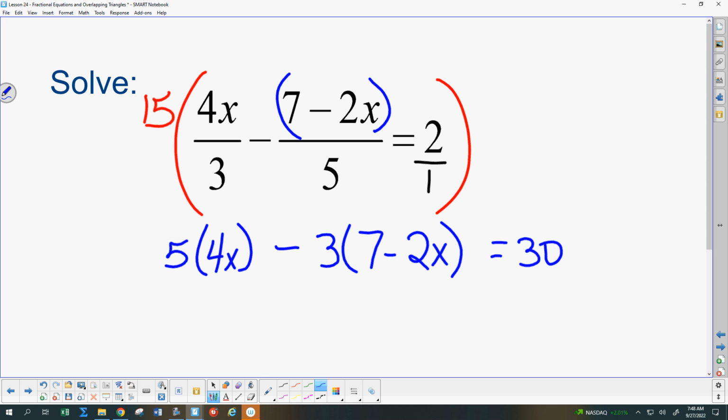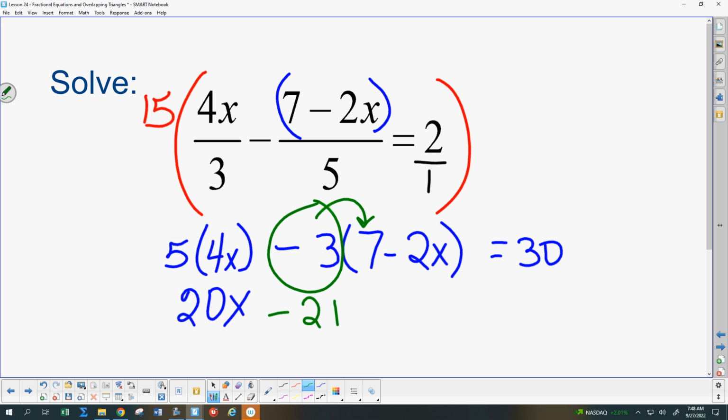So far, so good. Okay, so 20x. Now I need to be careful. And this is part of why I really want that parentheses there. Minus in front of a parentheses, the minus goes with it when we distribute. -3 times +7 is -21. But -3 times -2x is how much, Manas? So plus the 6x. And then that still equals the 30. Finish that real fast for me. It's not the nicest number in the world.